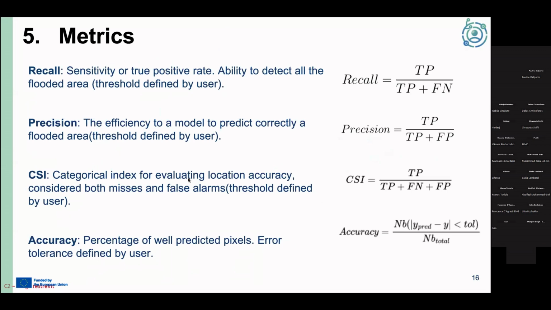For each pixel, we have a flood depth, a water depth. We take this value and we have to define a threshold. That's something that the user needs to define. When we are doing evaluation, I'm testing different thresholds, for example, 5 centimeters, 10 centimeters and 1 meter. In that way, we have a classification into flooded or not flooded.